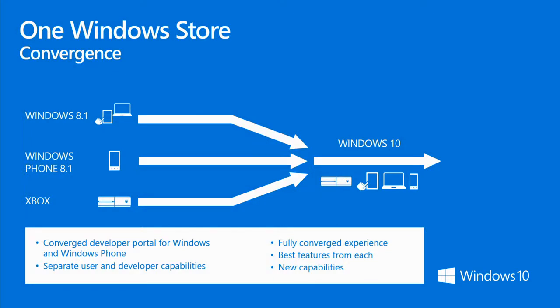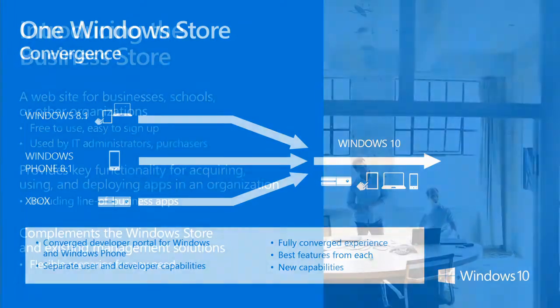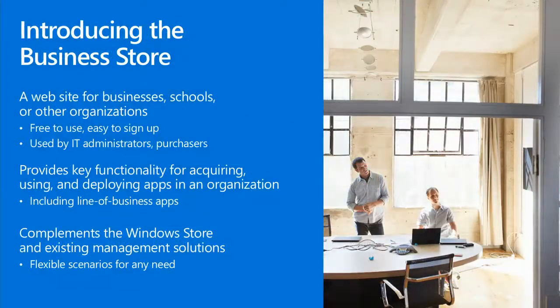At the same time, there are other things that we'd like to fix, like we don't really need multiple stores. Let's merge all of them together so that we're using the same store for Windows, for phones, for Xboxes, everything else, built around the same infrastructure, built around the same application platform, really pulling all of these together. That's already happening. Then we can add in a new piece, the business store.